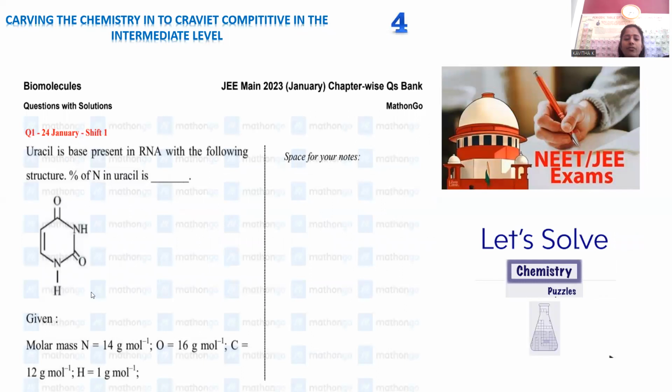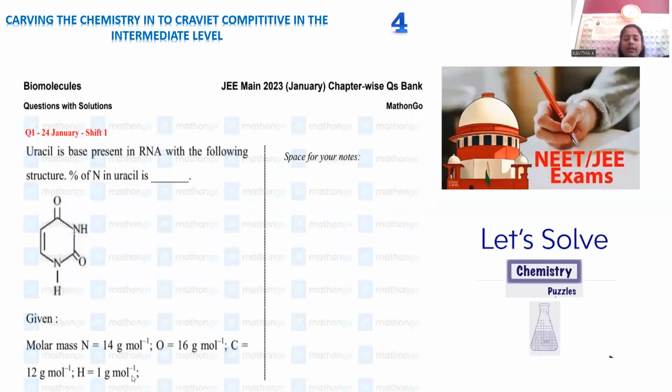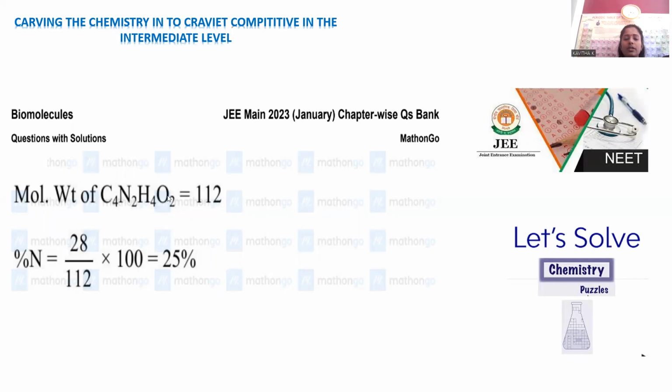And if you go for the calculation, 4 into 12 plus 2 into 14 plus 4 into 1 plus 2 into 16. This is the way, because all the atomic masses are provided and you have to go for the calculation for the molecular weight. C4N2H4O2 molecular weight is calculated as 112. Okay, so if 112 is the molecular weight of the entire compound of uracil, what is the fraction of nitrogen?